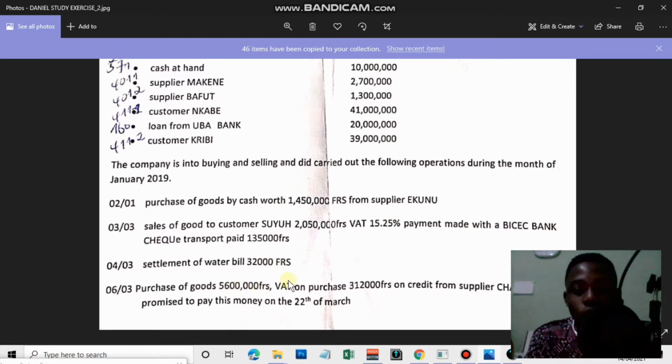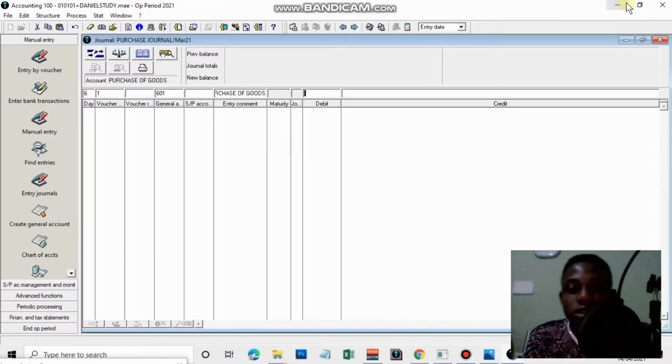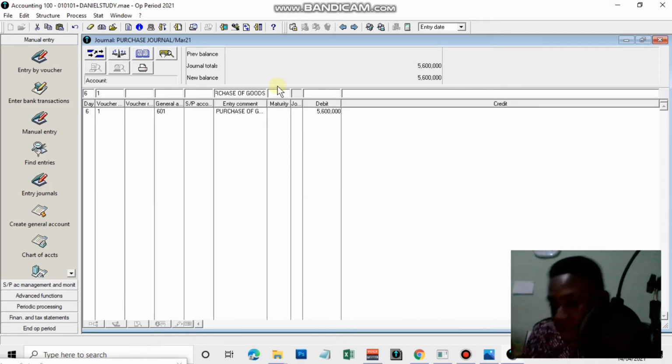So this is what I'm actually going to record. We'll debit here 5,600,000. And then we'll press on the enter key, just going to record it, 5,600,000. The next thing, we're just going to put the account number as stated in the question and stated in our recording.